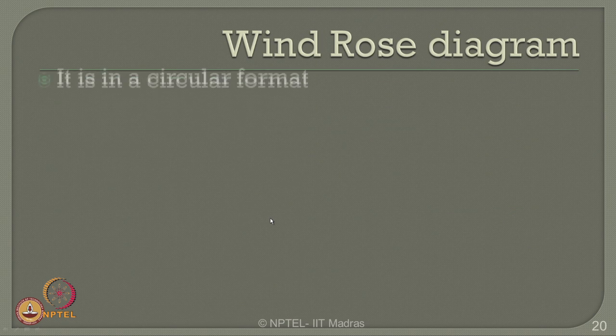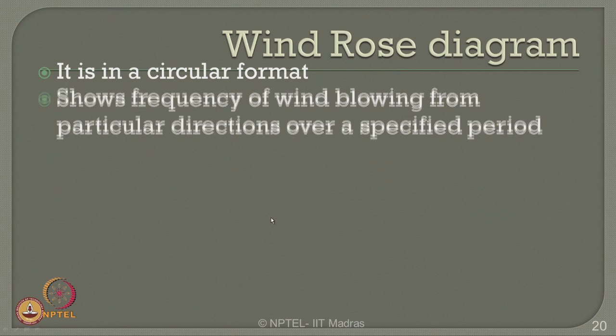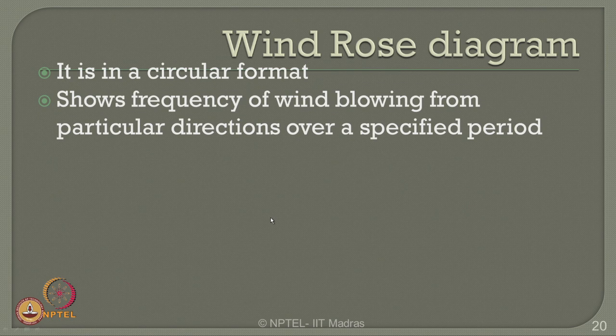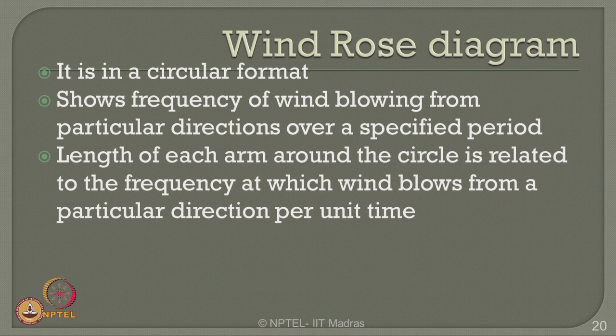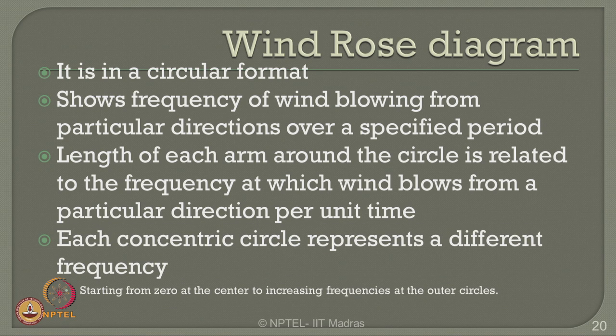The windrose diagram is in circular format in general. It shows the frequency of the wind blowing from a particular direction over a specific period. The length of each arm in a given circle is related to the frequency at which the wind blows from a particular direction per unit time. Each concentric circle, as I said in the beginning, represents a different frequency. It starts from 0 at the center, which is a calm state, to an increasing frequency as it moves towards the outer circles.